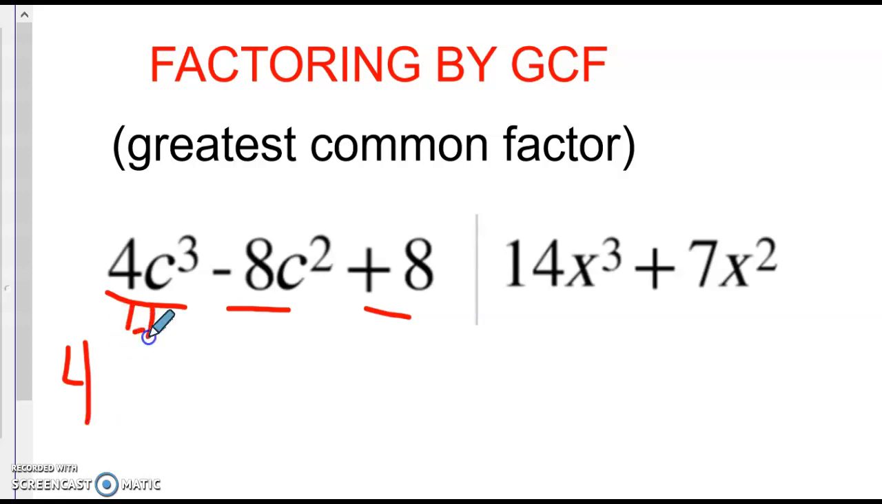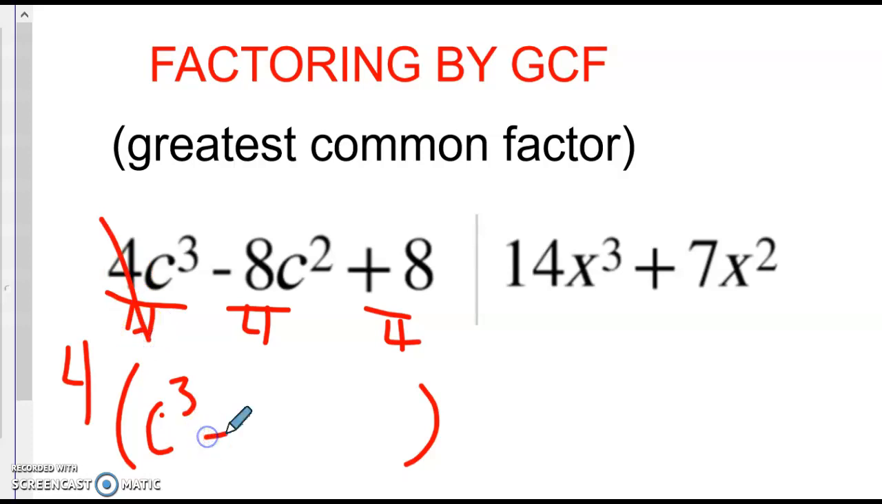So now I divide everything by 4, and that's what I'm going to have on the inside of my parentheses. So here, all I'm left with is c cubed because the 4's cancel. Here, 8 divided by 4 is 2. I have the minus 2c squared, and 8 divided by 4 is 2. To check, I would distribute to make sure I got the same thing.